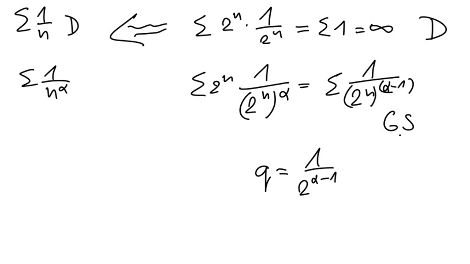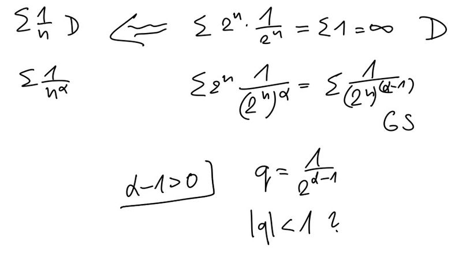So we just need to check whether 1 over 2 to alpha minus 1 is small or large, whether q is smaller than 1. And q is smaller than 1 if this alpha minus 1 is positive, which concludes our theorem. In other words, if alpha is larger than 1.